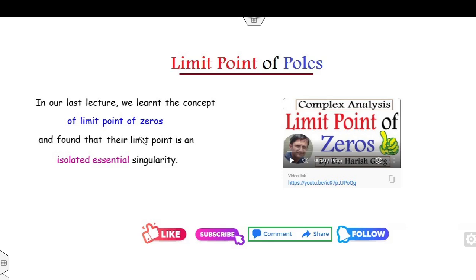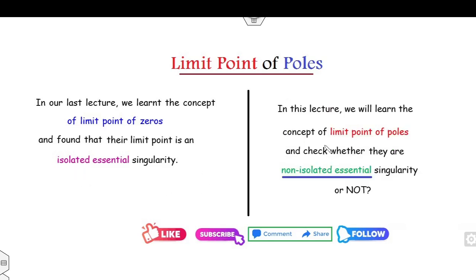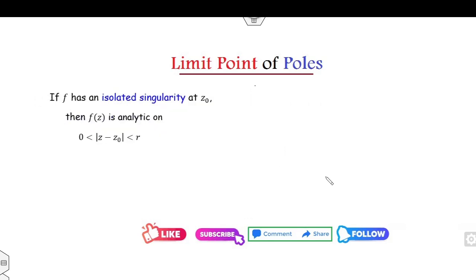Now, what we have discussed so far: we have defined the limit point of the zeros concept, in which we learned how you can define the isolated essential singularities. In this lecture, we will discuss whether the limit points of poles are non-isolated essential singularities or not. Make sure the limit points of the zeros are not isolated essential singularities, while the limit points of the poles are non-isolated singularities.